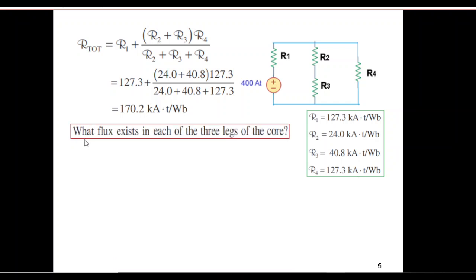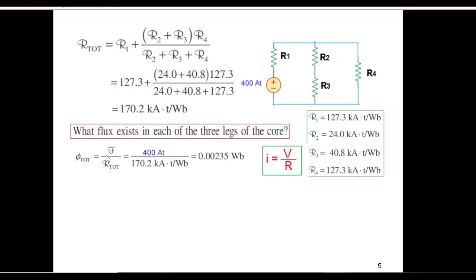Okay, now we have found the total reluctance. Now we again recall the question: what flux exists in each of the three legs? So first of all, we have to find the total flux, as if we are calculating the total current. For total current, we divide the voltage by the total resistance. We'll use exactly the same technique. So flux total is the voltage or MMF divided by R total. Keep in mind, it is equivalent to total current. Now we know the total current, it will be the same current in this branch because this whole resistance is in series with this. So the total flux will flow from here. So left branch flux is the same as the total. So flux left is equal to flux total, same value.